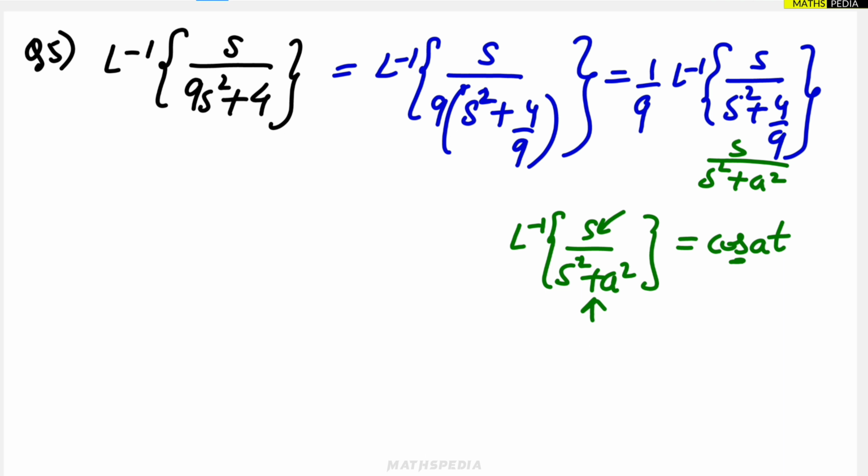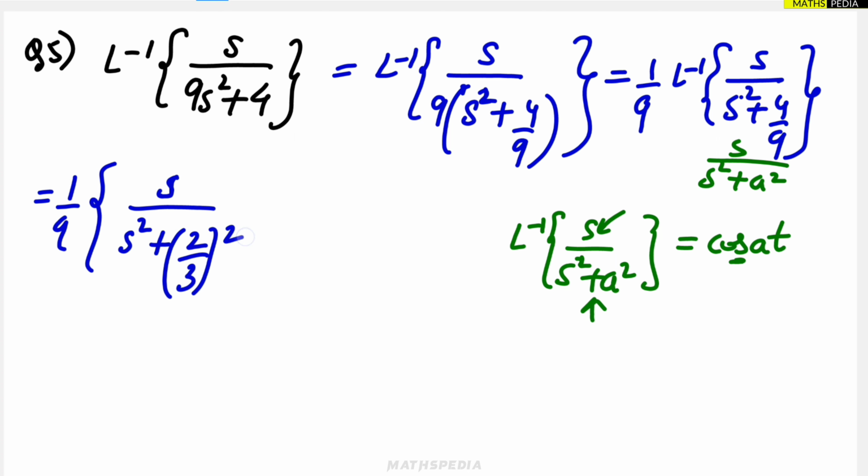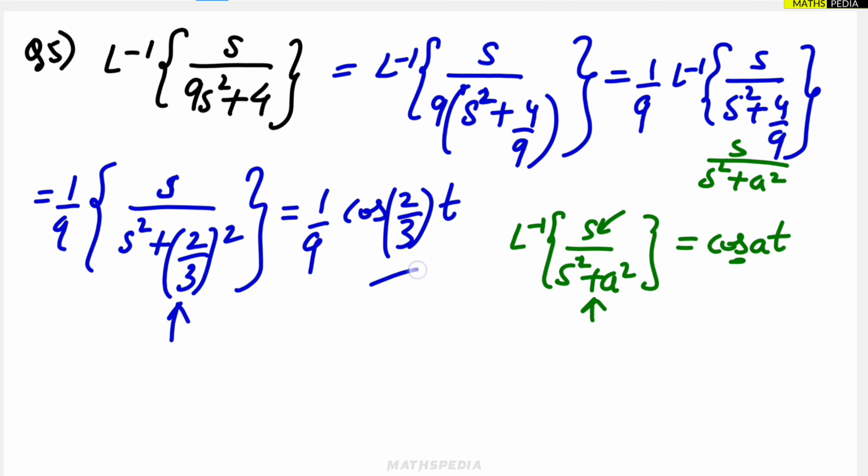Now 1 by 9 is sitting outside. Laplace inverse of what? This can be rewritten as s divided by s square plus 2 by 3 the whole square. So what will happen to the final answer? 1 by 9 is outside, and the value of a is 2 by 3, so we can write it as 1 by 9 cos of 2 by 3 t. This is the final answer.